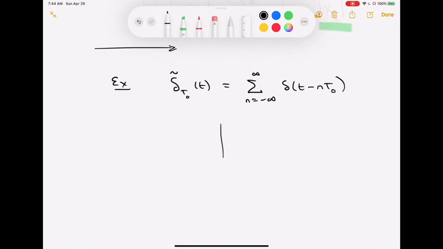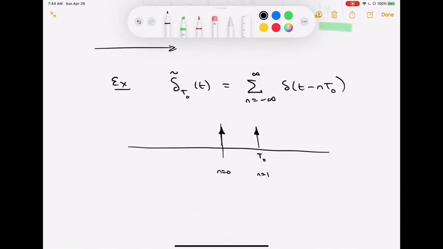If I plotted what this looks like, take n equals 0, I would get just delta t. I know what delta t is. That's a delta function at 0. Put little n equaling 1, I'd get a delta of t minus cap T naught. So that's just a shifted delta function to the right by T naught. So I would get a delta function at T naught. That's the n equaling 1 term. This one was the n equaling 0 term.